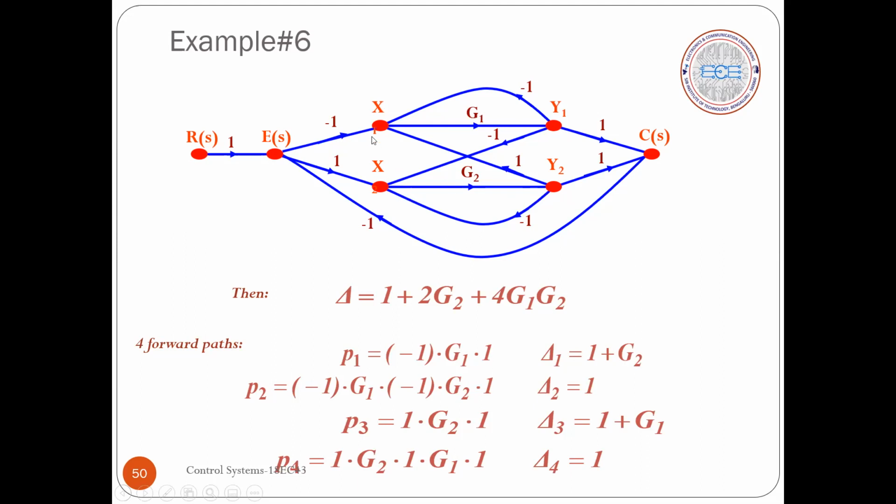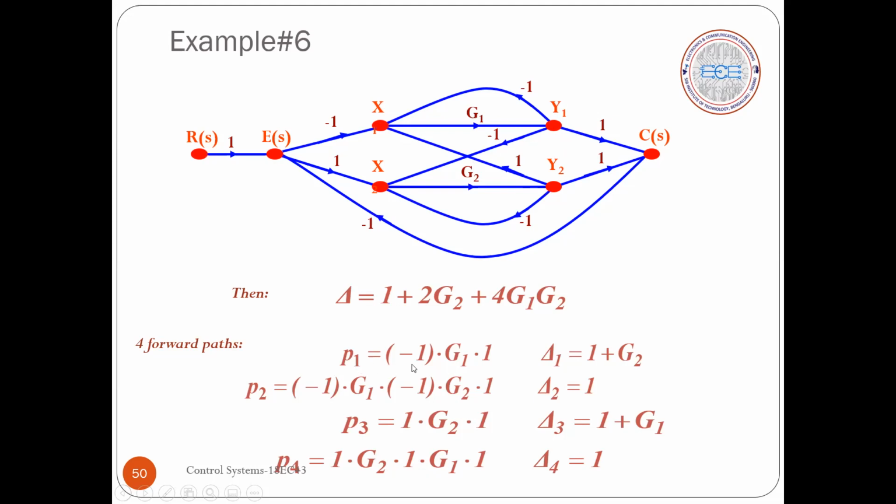Third one, I repeat: R of S to E of S, E of S to X1, X1 to Y1, Y1 to X2, X2 to Y2, Y2 to C of S. Similarly, R of S to E of S to X2, X2 through G2 to Y2, Y2 to X1, X1 to Y1, Y1 to C of S. So these are all the different node traversals we do for the 4 different path identifications. All the 4 path gains we have written here.